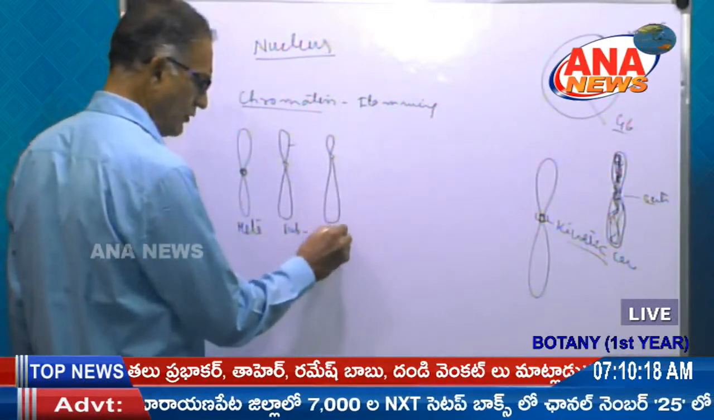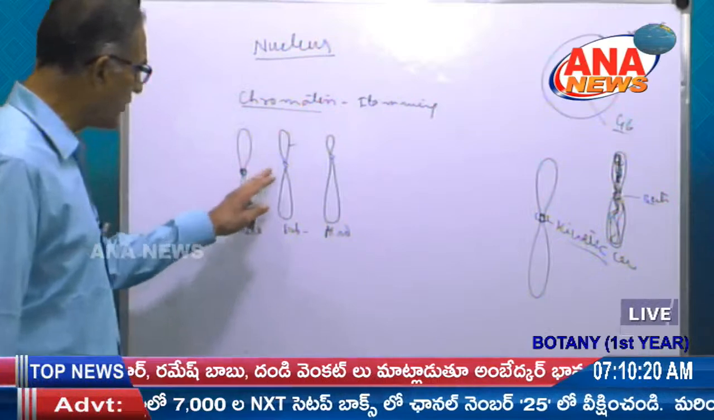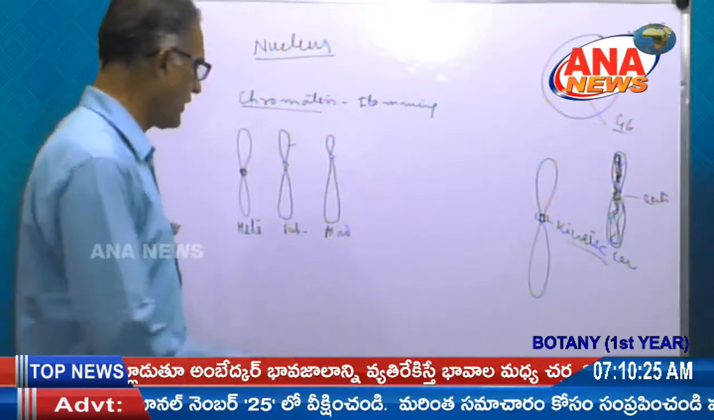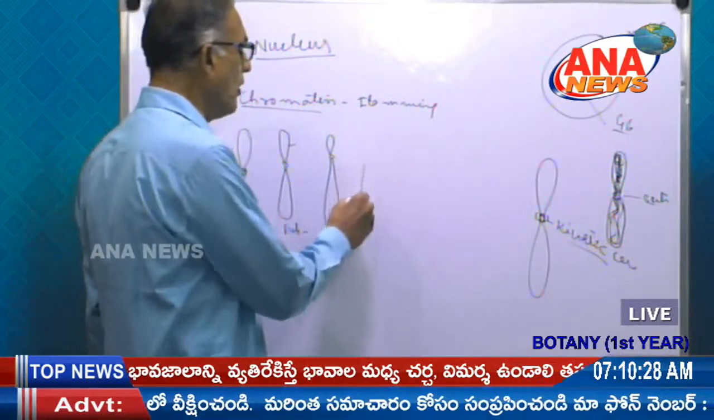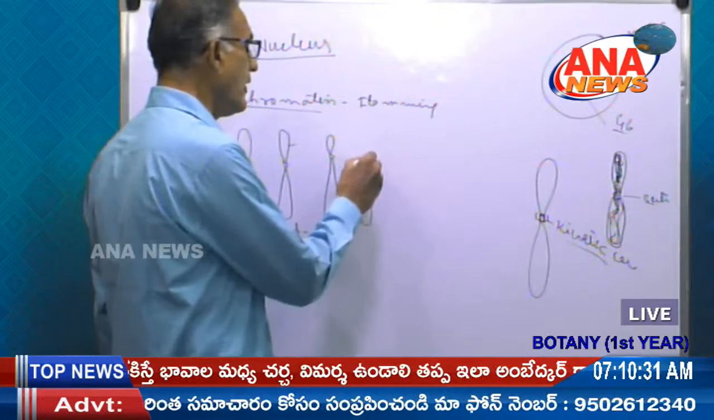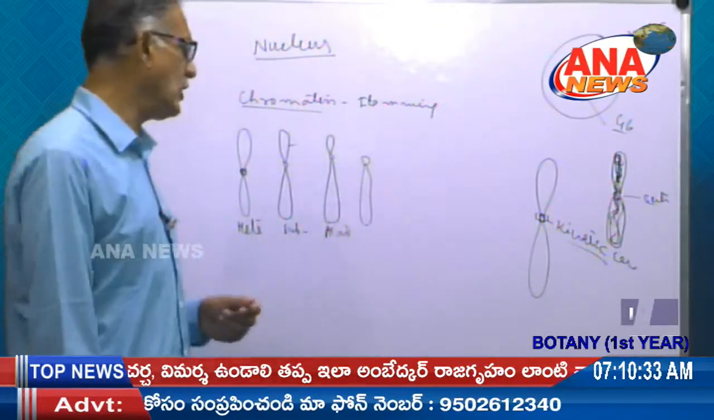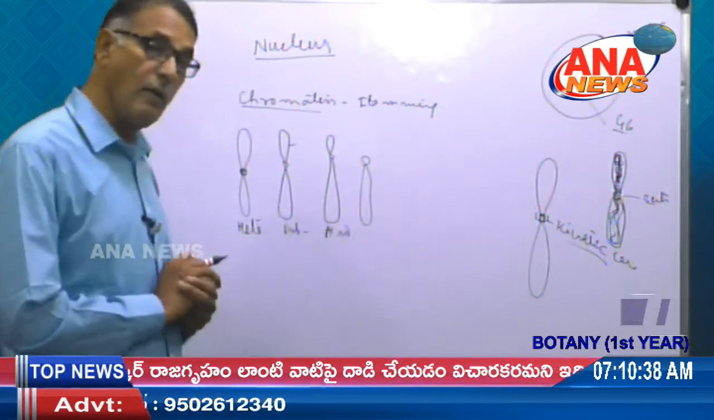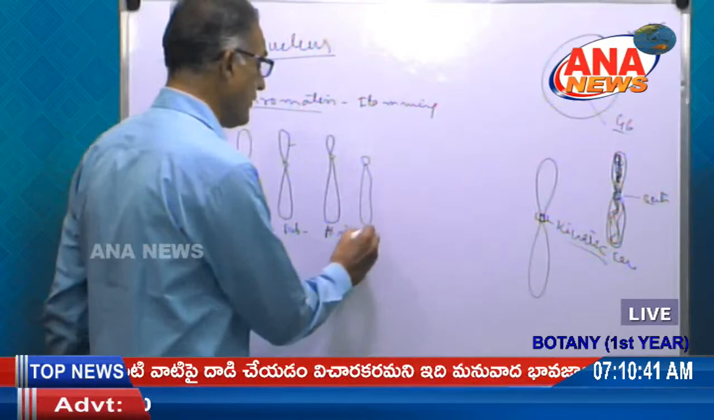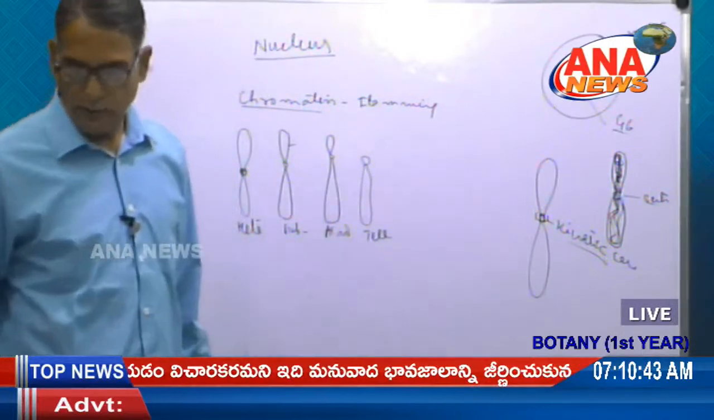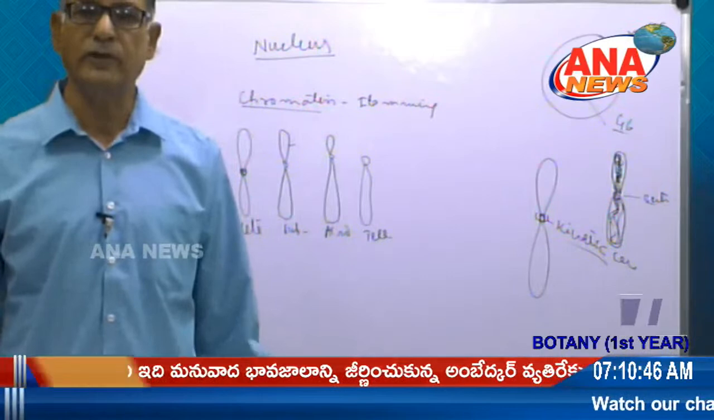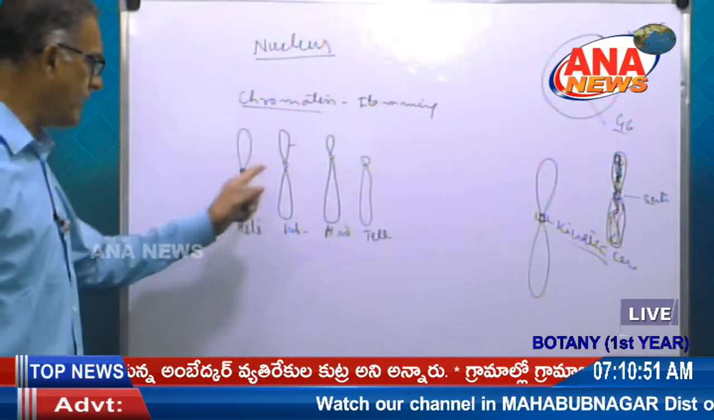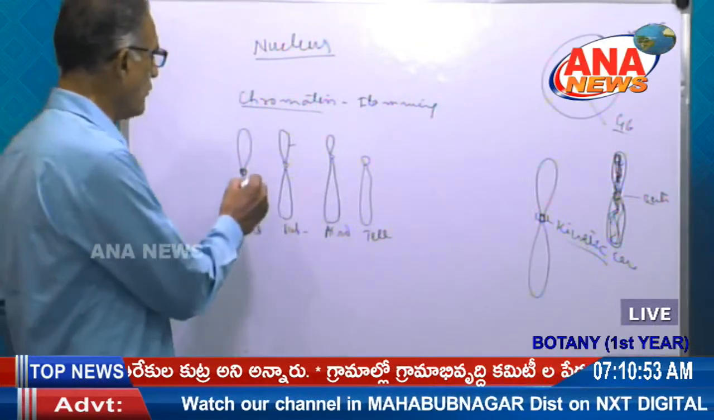Depending on the position of the centromere, the chromosomes are classified into 4 types: metacentric, submetacentric, acrocentric, then telocentric. Here the centromere is present at the end, telo means end, of the chromosome, which has only one arm. This is telocentric. It is important for 4 marks: classify the chromosomes based on the centromere, or write about the types of chromosomes based on the centromere. You have to draw them with diagrammatic representation.